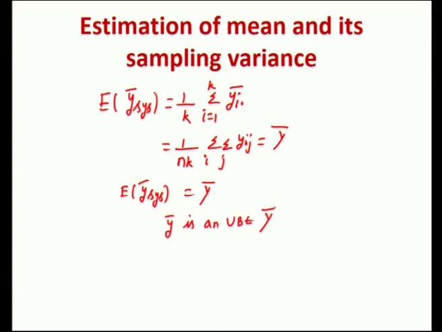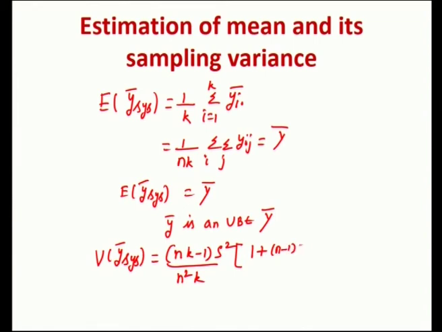Now, we will get the expression for the sampling variance under systematic sampling. The variance of the estimator of the population mean in systematic sampling is (nk minus 1) into S squared by n squared k, into 1 plus (n minus 1) into rho, where rho is the intra-class correlation between the units of the same systematic sample.